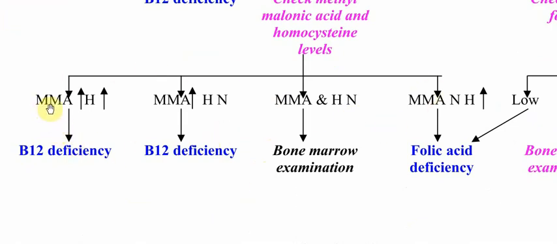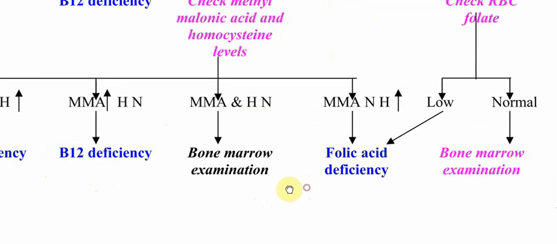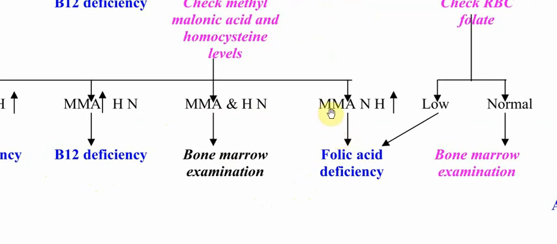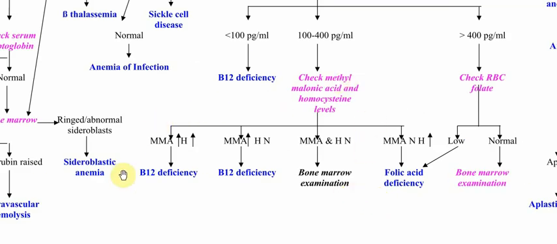If methylmalonic acid and homocysteine both are raised, then the diagnosis is B12 deficiency. If methylmalonic acid is raised but homocysteine is normal, it is still B12 deficiency. If methylmalonic acid and homocysteine levels are normal, then it's an indication for doing a bone marrow examination. And if methylmalonic acid is normal while homocysteine is raised, the diagnosis is folic acid deficiency. So we finish this part of the algorithm.